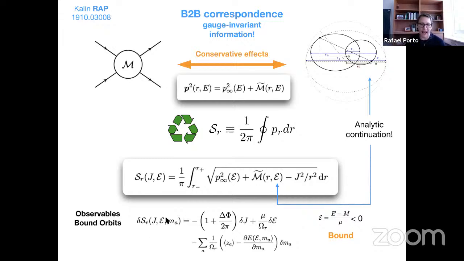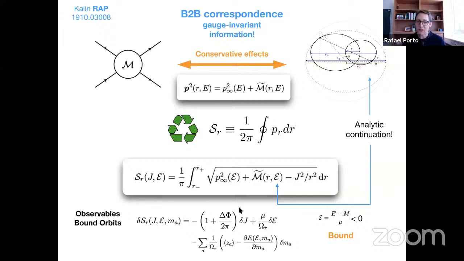If we vary the radial action with respect to the angular momentum, we get the periastron advance. If you vary with respect to the energy, in the case of the unbound orbits, we get the time delay. Here we get the radial period, and we can also get this redshift function if you vary with respect to the masses. I'm not going to get into this. These will be the two important objects for us.